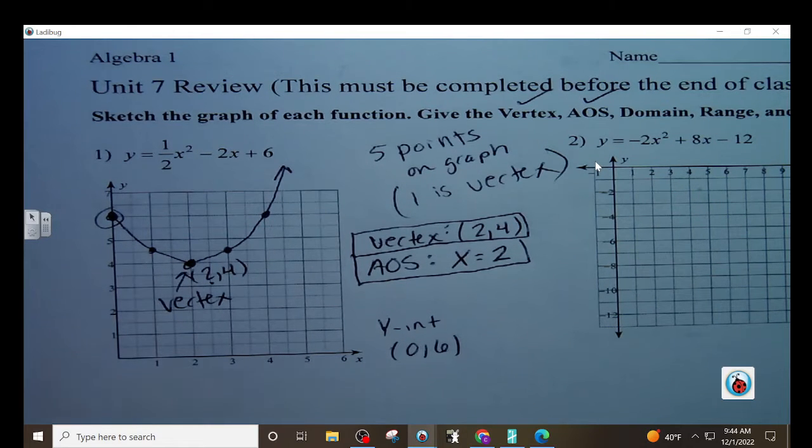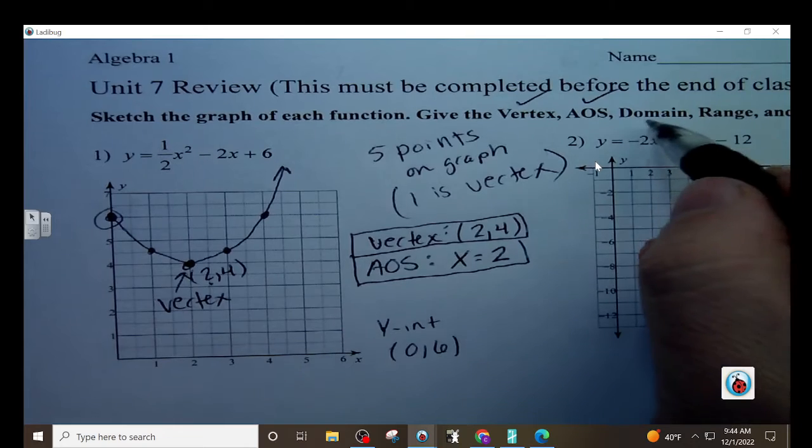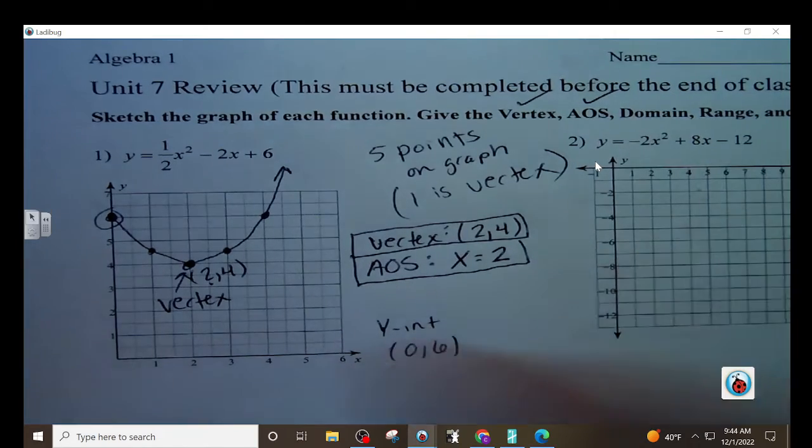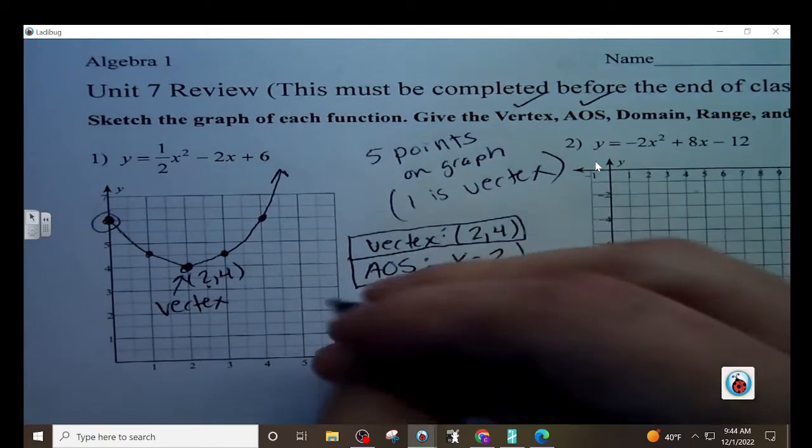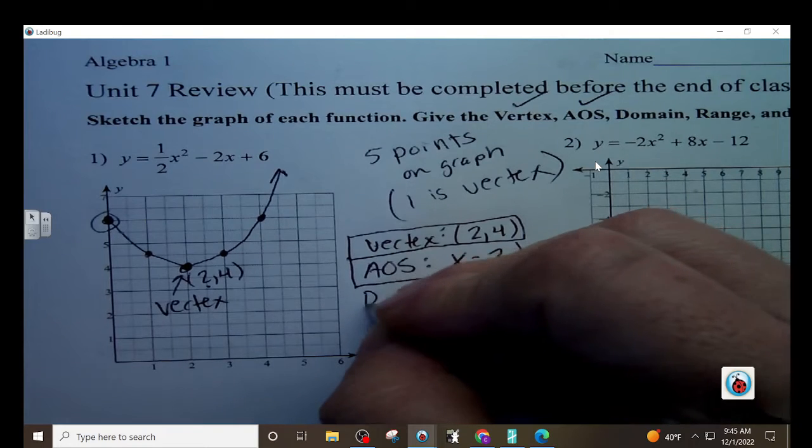Now, guys, make sure you remember this because I did see a question like this on the test. What is the domain of all quadratic equations? All real numbers. So make sure you remember that.